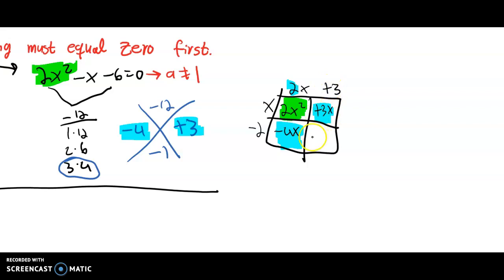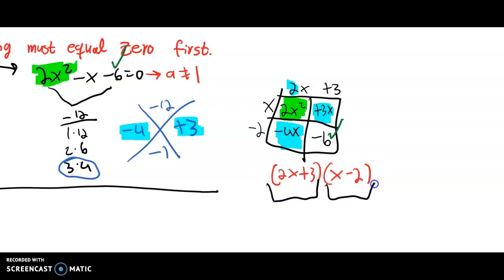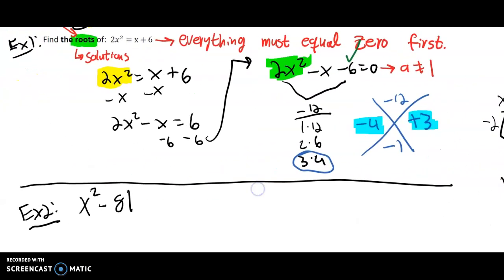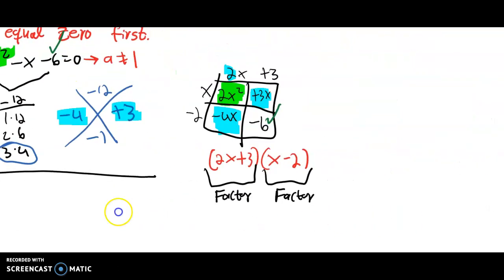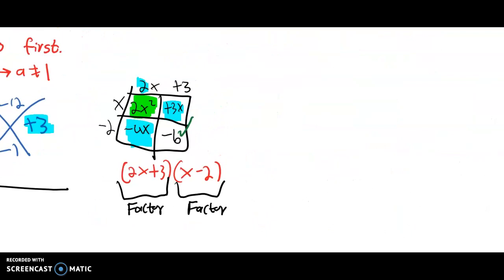I multiply in, I have negative 6 in the corner. This number matches this number. Great, that means I'm on track. So my factors are these guys. These are each called factors. 2x plus 3 is a factor. X minus 2 is a factor. But our instructions were not factor, they were find the roots. Roots mean solutions. So in order to solve, I set factors equal to 0.